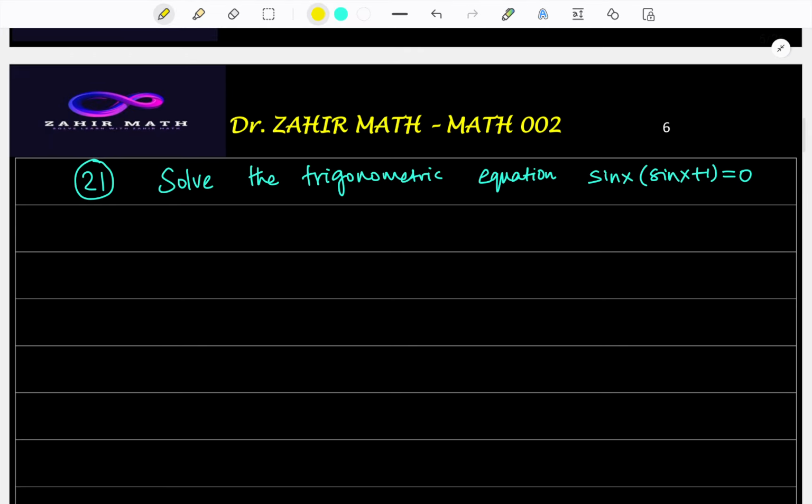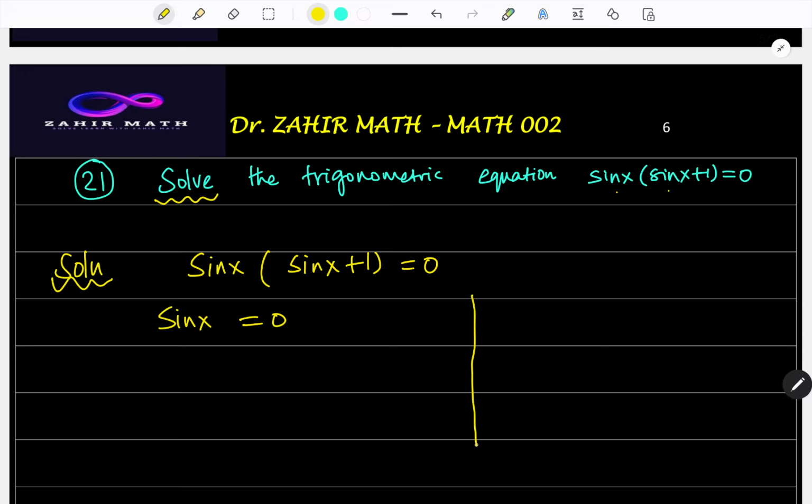Solve the trigonometric equation sin x (sin x plus 1) equals 0. This is the next question. You can see it is a product. So let's go to the solution. Sin x times (sin x plus 1) equals 0. Whenever two factors multiply to 0, each one can be equal to 0. So sin x equals 0 and sin x plus 1 equals 0.